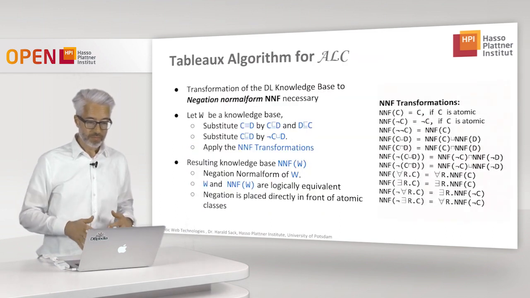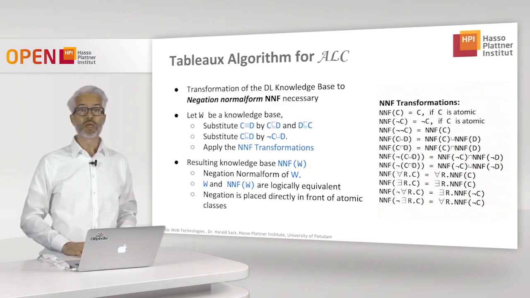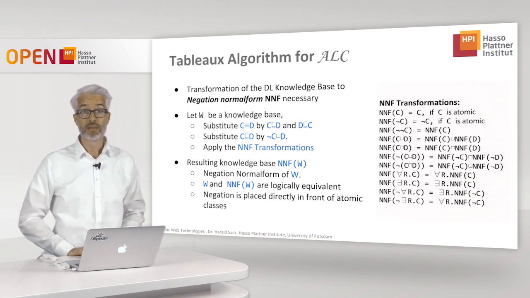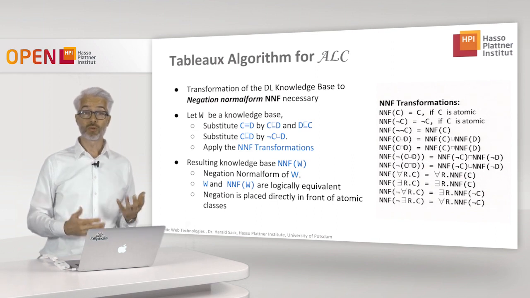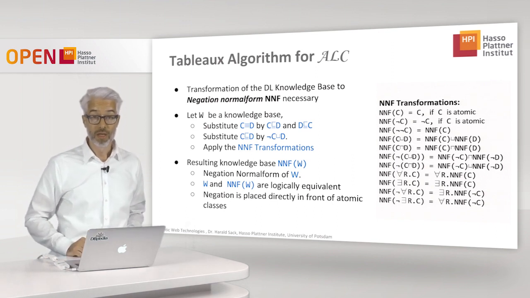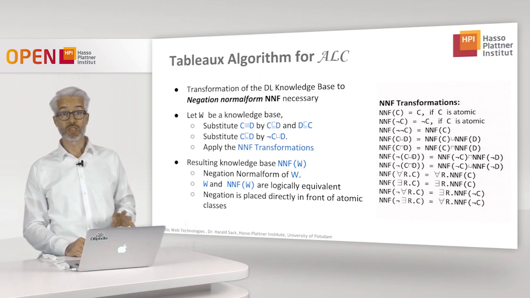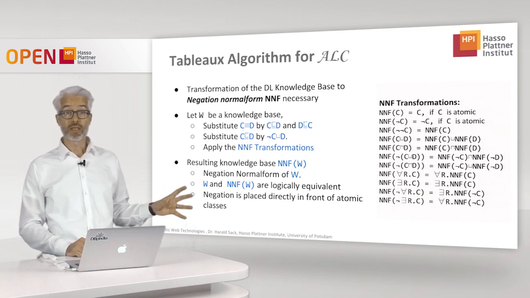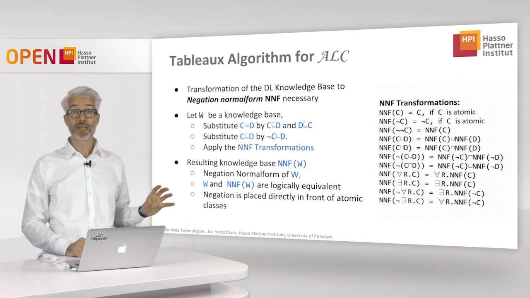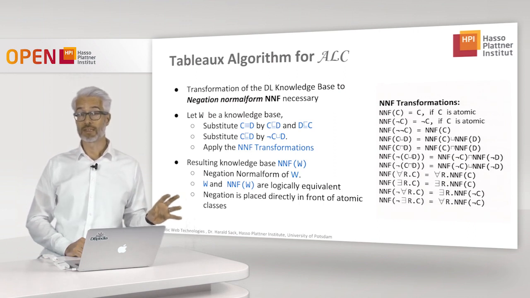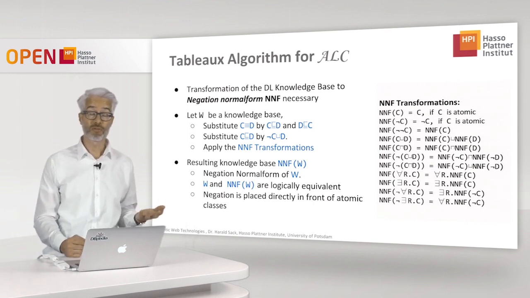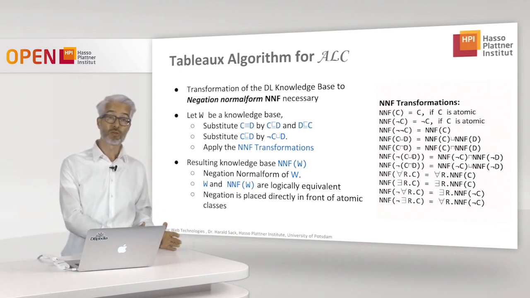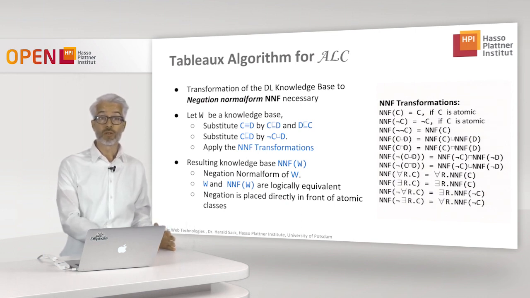So, for ALC first, we have to bring the class definitions in our knowledge base in a specific form, the so-called negation normal form, which supports the assumption that the negations within our knowledge base should be placed directly in front of atomic classes. And of course, this is not always the case if you look at the knowledge bases. Therefore, you try to transform your knowledge base with the help of logical equivalencies to a knowledge base in so-called negation normal form.